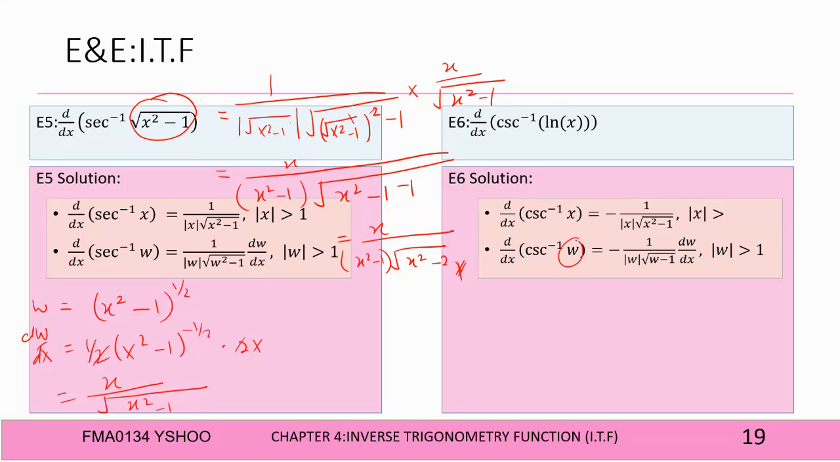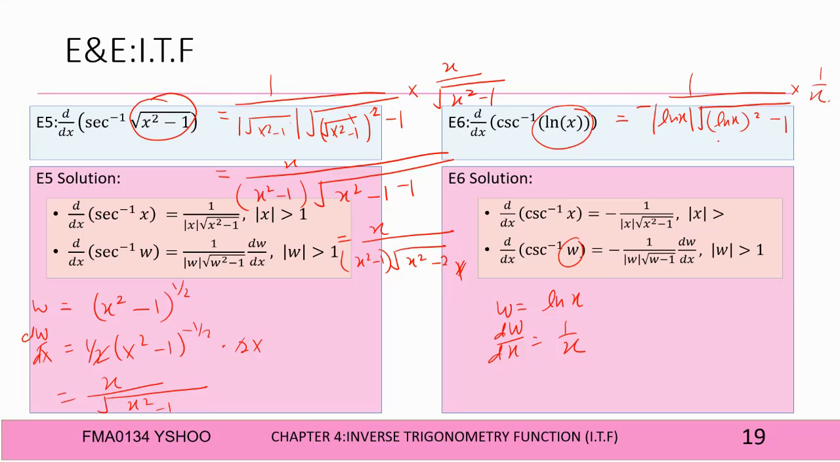Then how about our cosecant? Over here, identify our w, actually w is ln x. So dw dx actually is 1 over x. So copy back negative 1 over, don't mix up, this one is w, so it's ln x, absolute, times square root of ln x to the power of 2 minus 1, then multiply with 1 over x. If you can keep it in this way also can, because not much to be simplified.